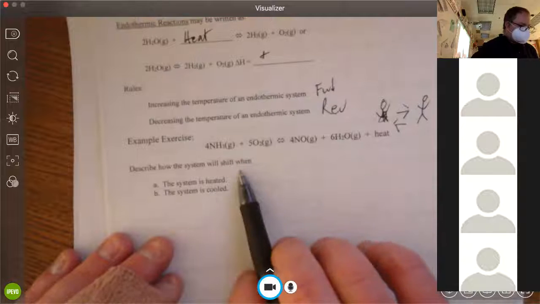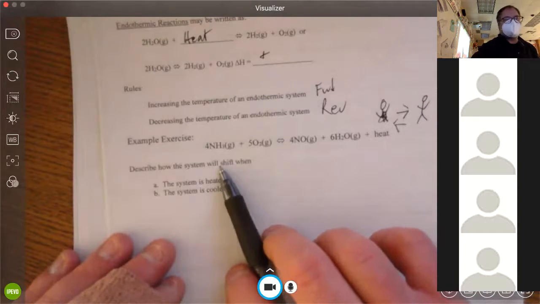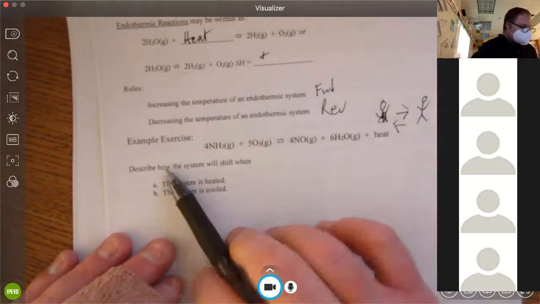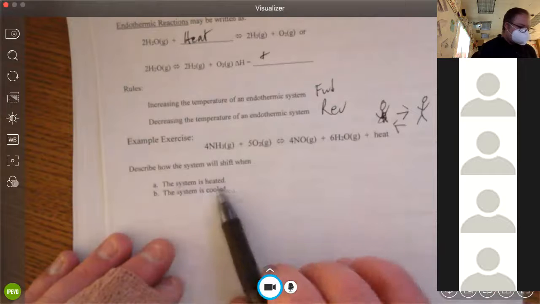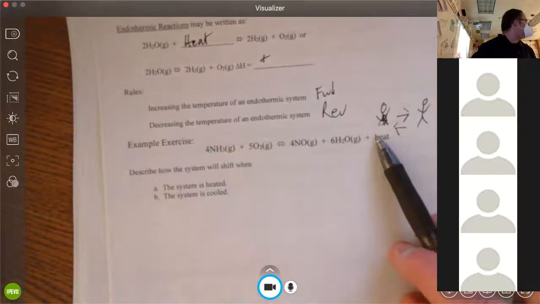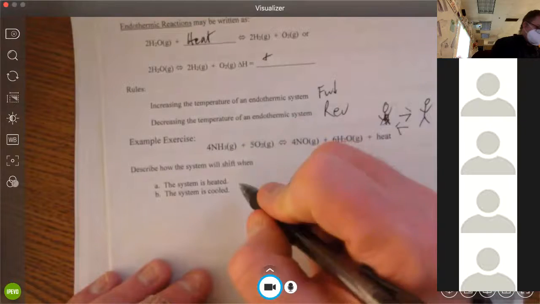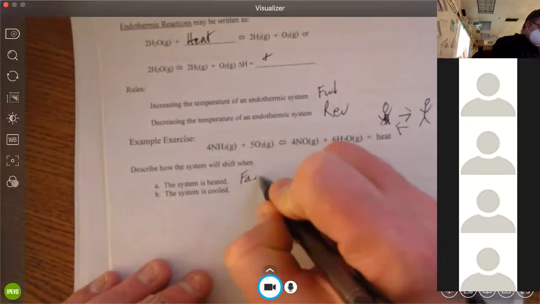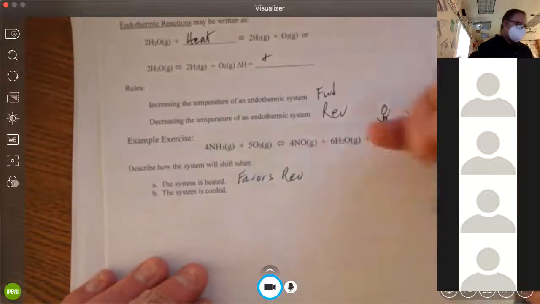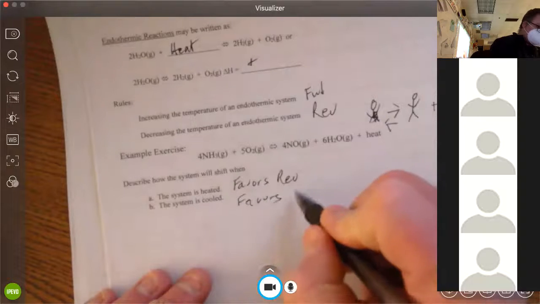Describe how the system will shift. I don't like the shift thing, but yeah, you might have to know it. If they say shift left or shift right or whatever, it's going to be there. Describe how the system will shift when the system is heated. We add heat. I like favoring the reverse reaction better. They may say shifts left. Right? And the system is cooled like we're pulling it out. Favors forward.